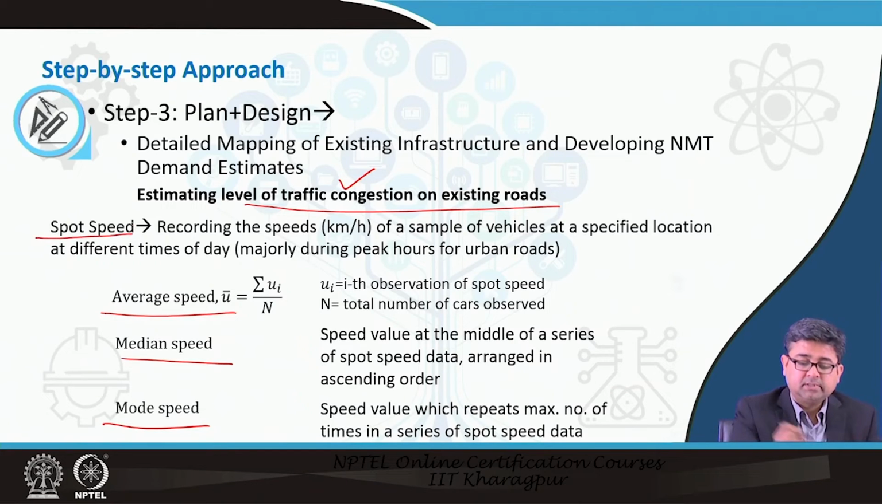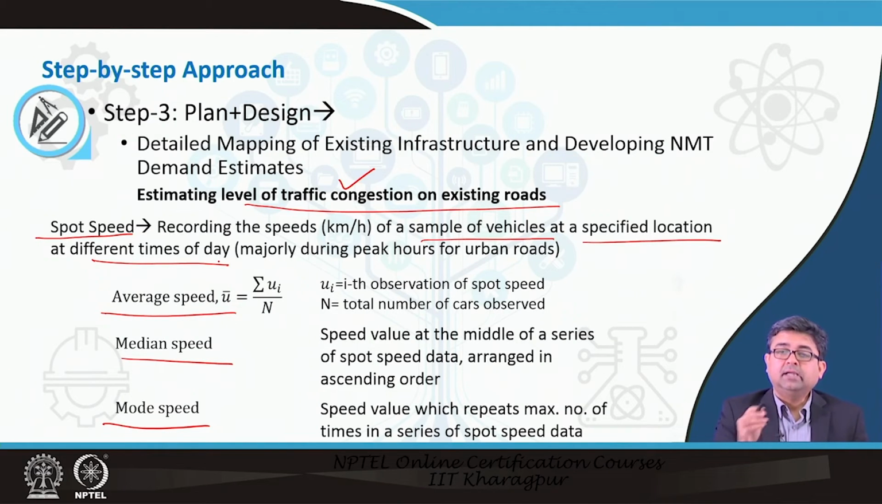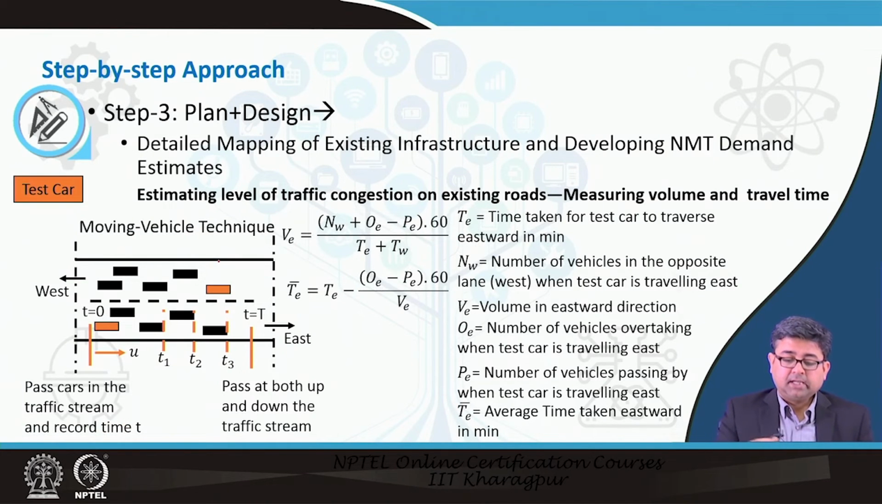Usually what we do is something called spot speed studies. We record the speeds of a sample of vehicles at a specified location at different times of day, right. If you do that, then you would know the congestion level at different times of day by measuring the average speeds, and that will give you an idea of how congested that road is, and that will in turn tell you maybe there is a need for decongesting or having more non-motorized facilities on that road, right. The technique used to understand the average speed is called the moving vehicle technique.